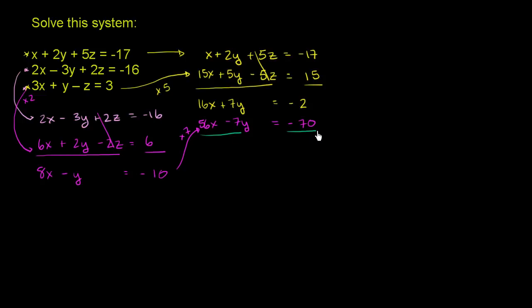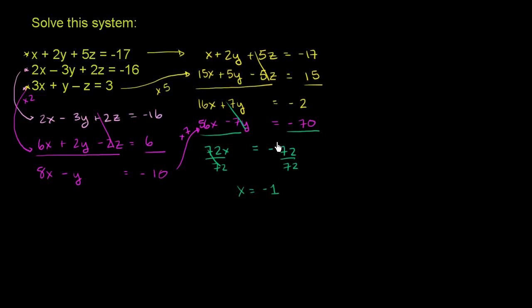I'm now trying to eliminate the y's. So we have 16x plus 56x. That is 72x. These guys eliminate. Equal to negative 2 plus negative 70, which is negative 72. Divide both sides by 72. And we get x is equal to negative 1.